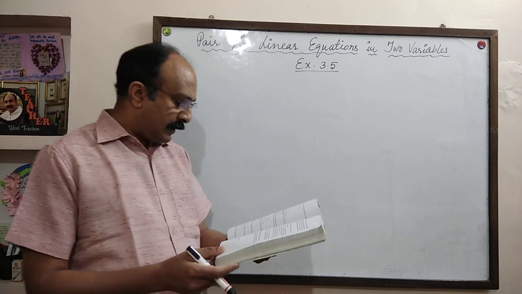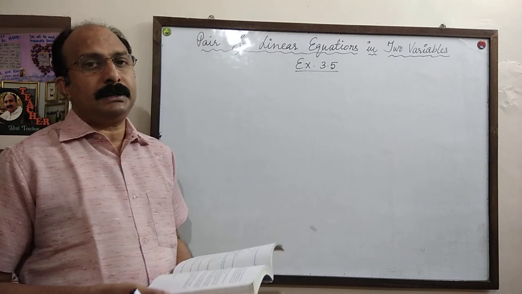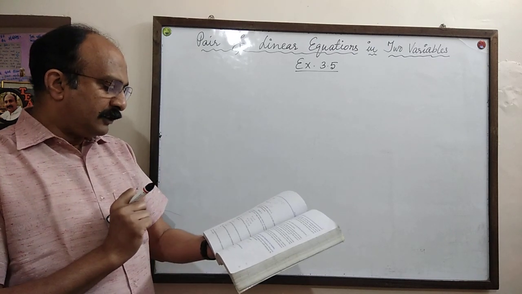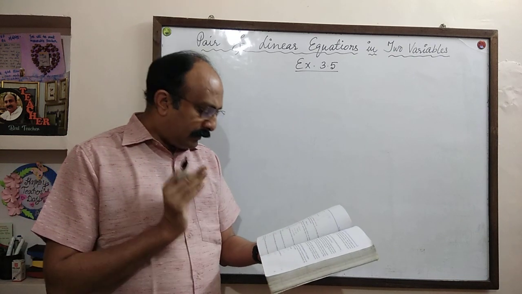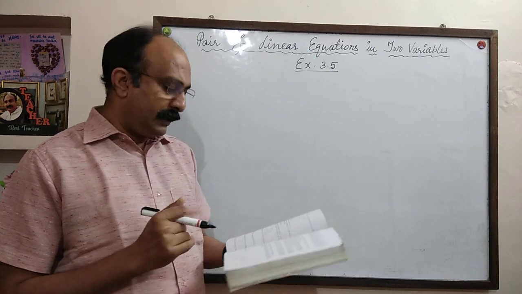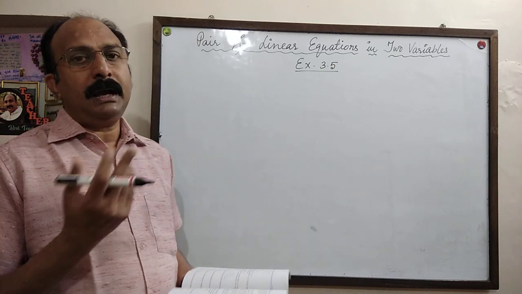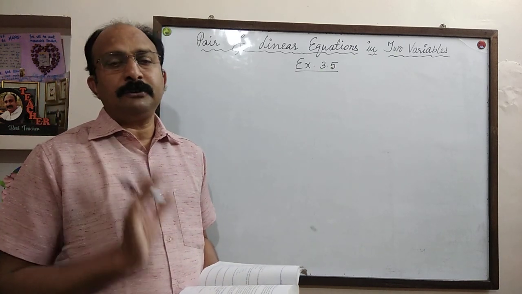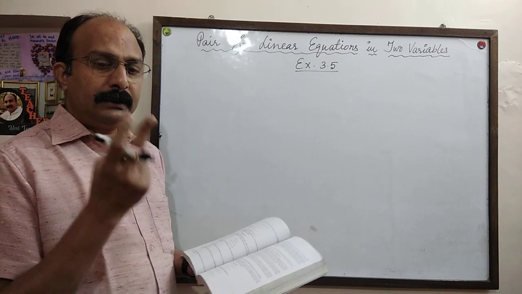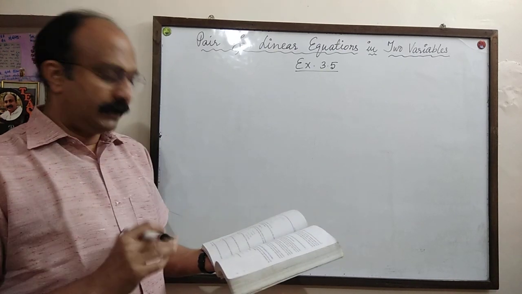Question number 3. Solve the following pair of linear equations by the substitution and cross multiplication method. You are asked to solve 8x plus 5y is equal to 9, 3x plus 2y is equal to 4. Two linear equations are given and you are asked to solve them by two methods, the substitution method and the cross multiplication method. Please do it as homework. There is nothing complicated in this question. Simply solve it using both methods.